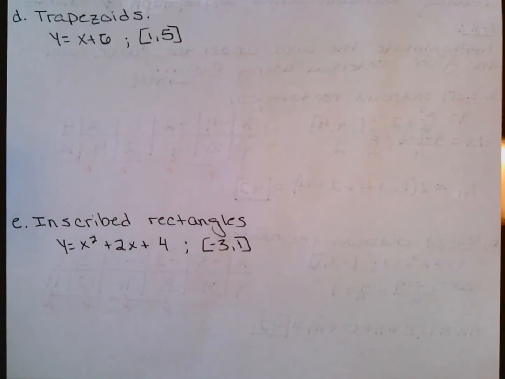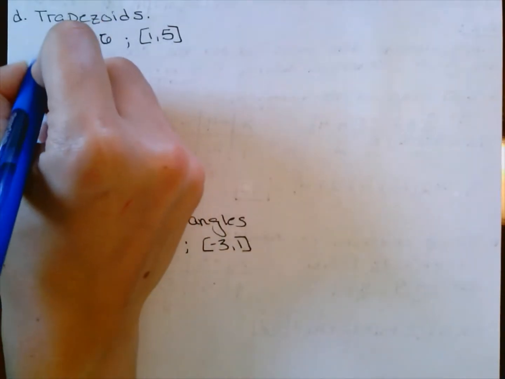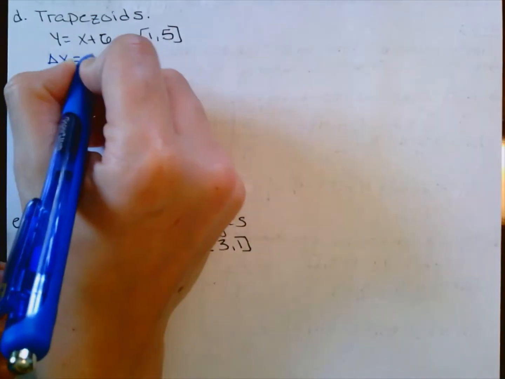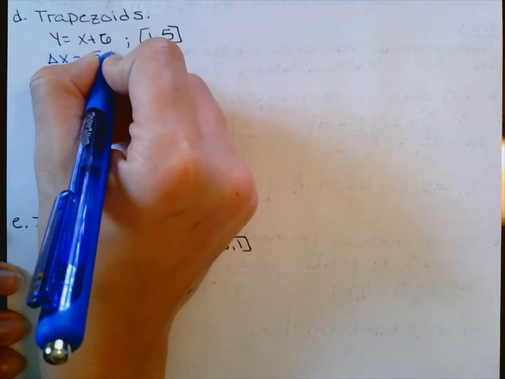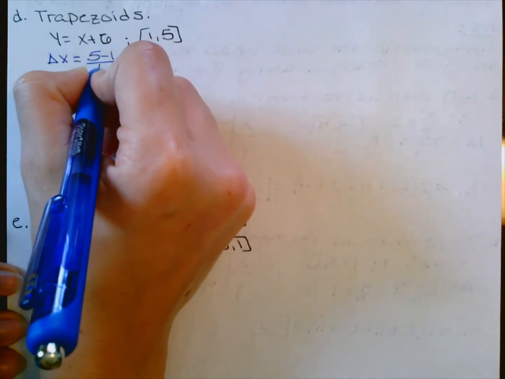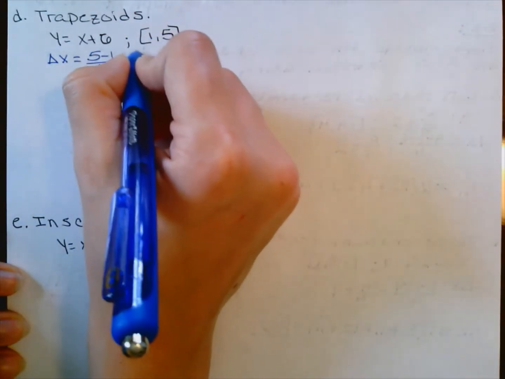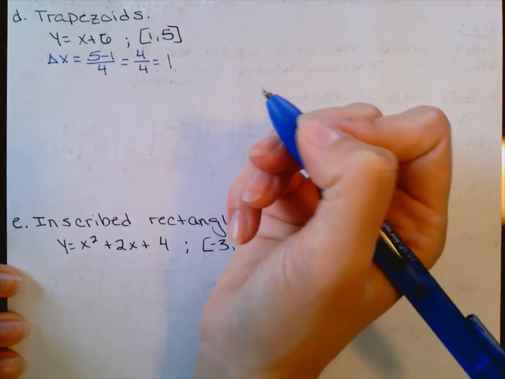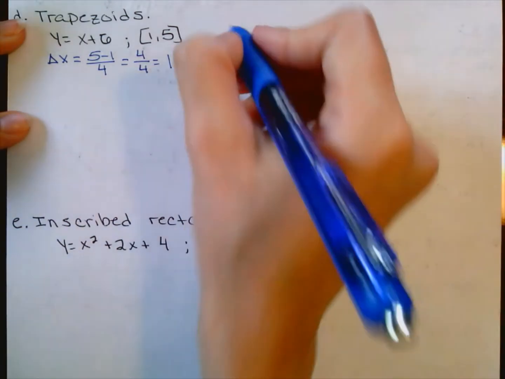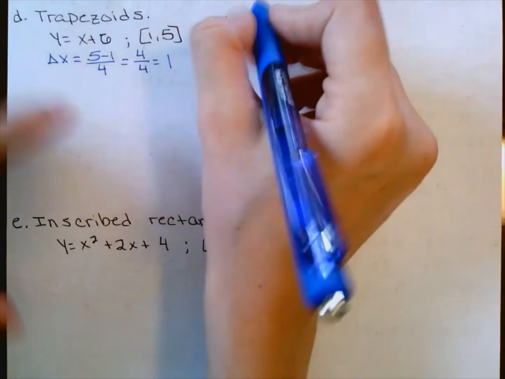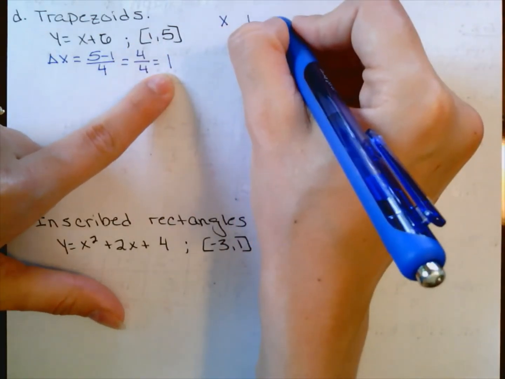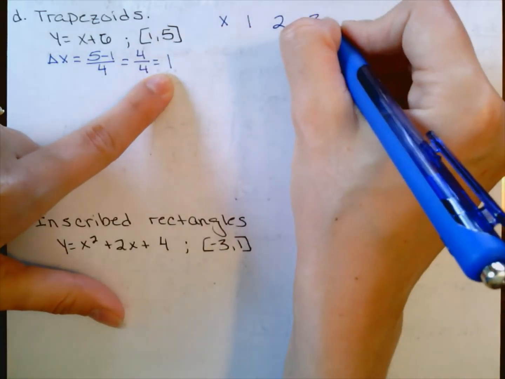Now for the trapezoid. Let's start by finding our delta x. b minus a over the number of intervals, which we said was going to be 4. My delta x is 1. Let's start by doing our chart. If I started at 1 and I'm moving a delta x, a change in x of 1, I'm only going to change one number at a time.